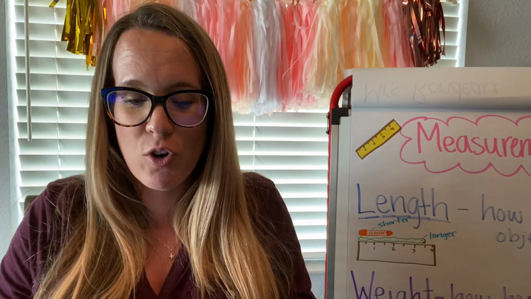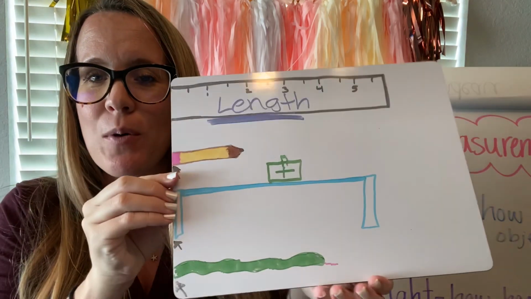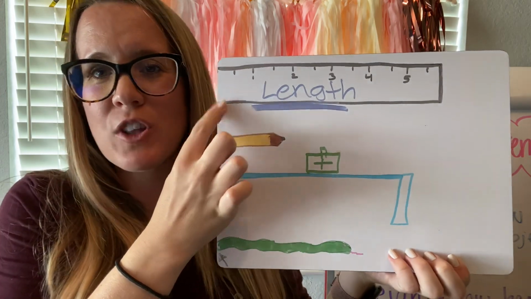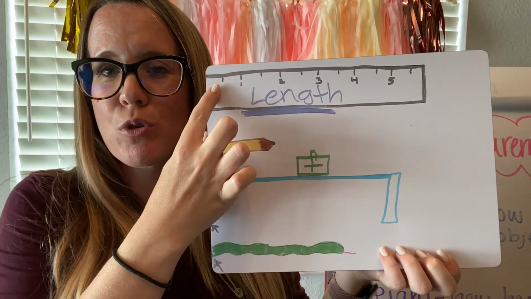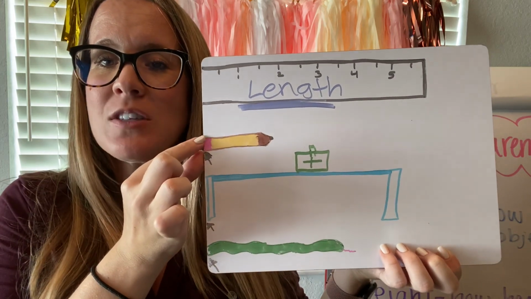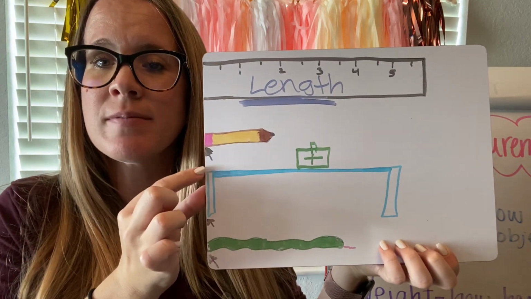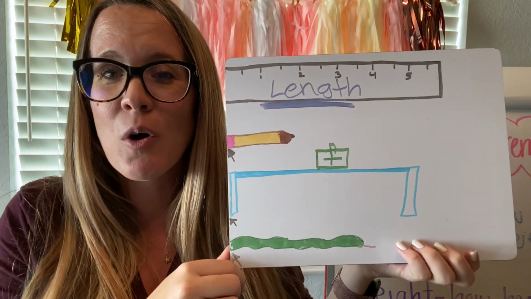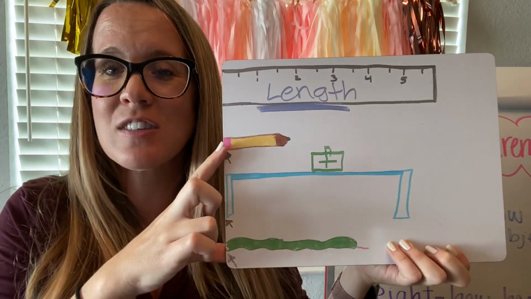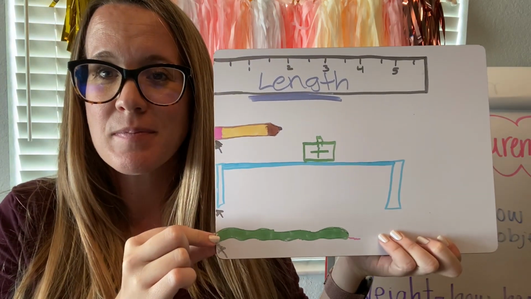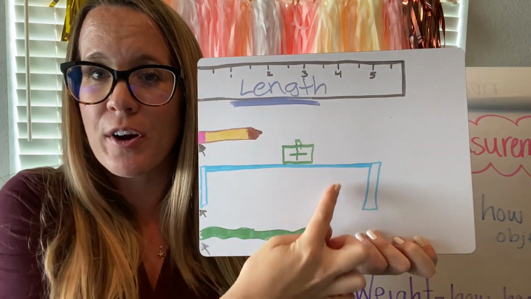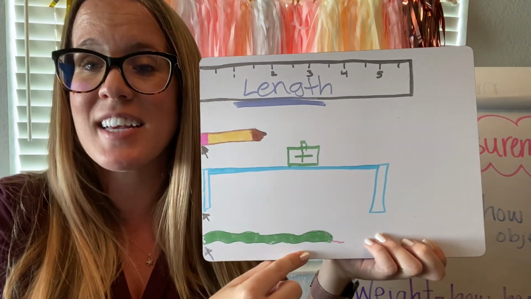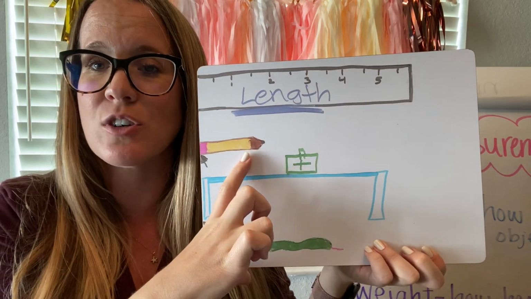So let's look at my little picture real quick and kind of talk about what we see here. So remember length. And a good thing to use to measure length is a ruler. So that's why I drew a ruler on top. So I have a pencil, a table, and a snake. So let's take a look and tell me, which one is longer, the pencil or the snake? So we have to see which one goes further. Oh yeah, the snake, right? So we could say the snake is longer than the pencil.